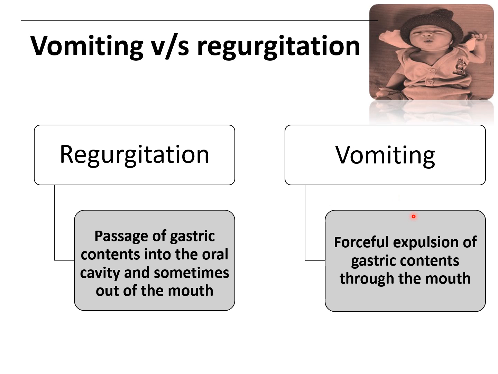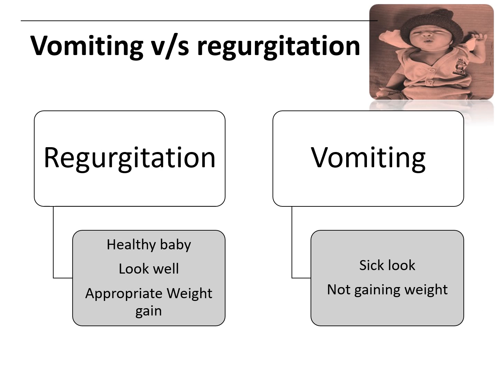Vomiting is the forceful expulsion of the gastric content through the mouth. In vomiting, we know there is intense muscular activity of the respiratory and abdominal muscles, and it is a centrally mediated somatic reflex response. Vomiting is always pathological. Clinically, we can differentiate regurgitation and vomiting. In regurgitation, the baby is healthy, looking well, and gaining weight normally. While in vomiting, there will be a sick look, and the baby will not gain appropriate weight, so we can differentiate.